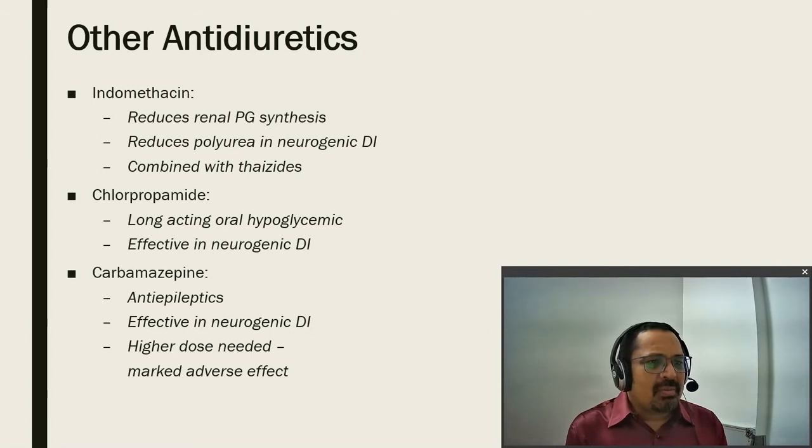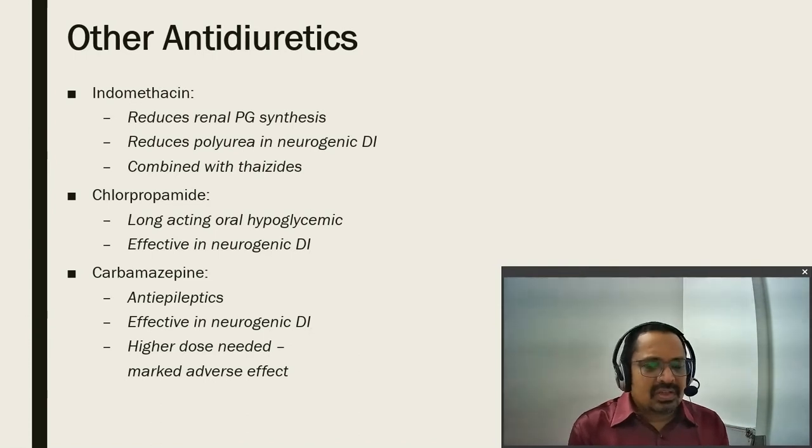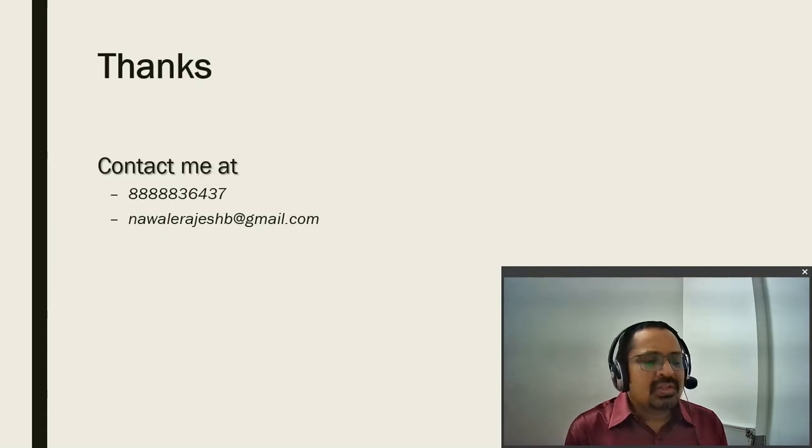Next is chlorpropamide. It is a long-acting oral hypoglycemic agent, effective in neurogenic diabetes insipidus. Carbamazepine is an antiepileptic agent. It is also effective in neurogenic diabetes insipidus, and a very high dose of this drug is used as an antidiuretic, and it has marked adverse effects. Therefore, it is not recommended as such for antidiuretic actions. So this is all about the antidiuretic drugs. They have very limited clinical applications.